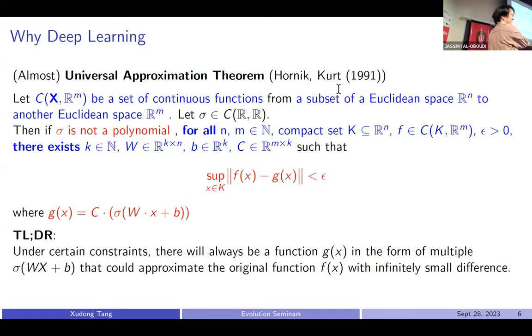So I provided a "too long, didn't read" here. What we're saying is, given the function f(x) that we want to learn about, and under certain constraints, there's always going to be a function g(x) in the form of multiple neural network layers that could approximate the original function f(x) with infinitely small difference. So as long as there's an f(x) that we're interested in, in theory, we could use a neural network to best approximate it with very small difference. But in reality, it doesn't really work. But the theorem is proven, so it's good.